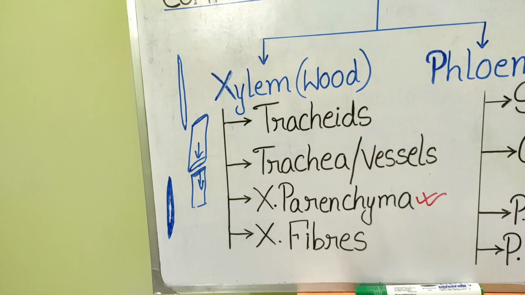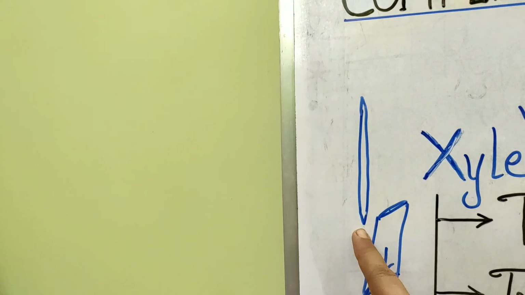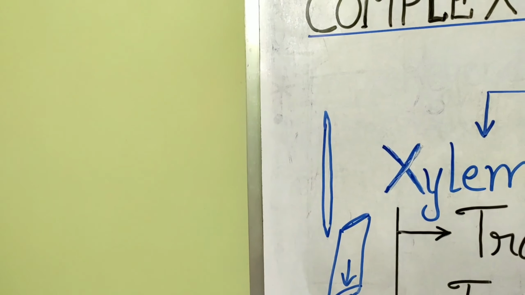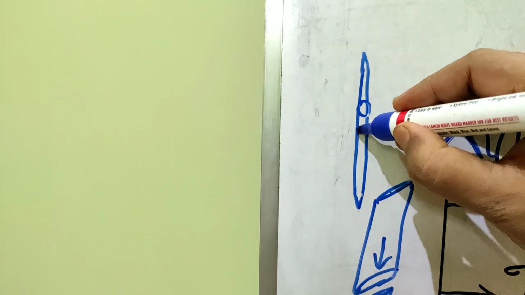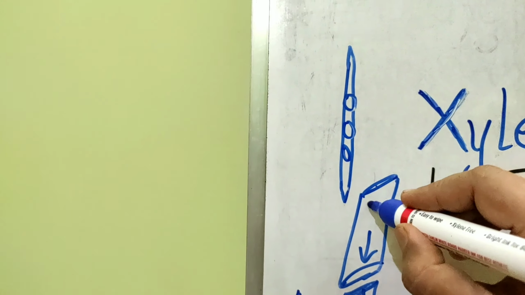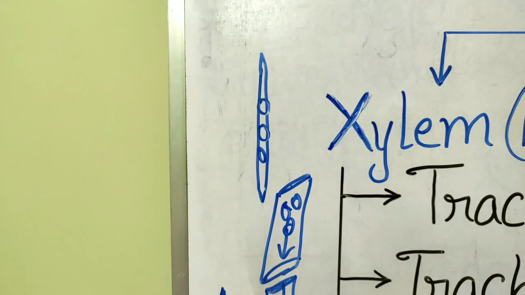And tracheids are cells which have closed ends, and they have some kind of perforations in their wall. Now they have some markings, or you can say some perforations on them. This perforation does not mean it is completely perforated.